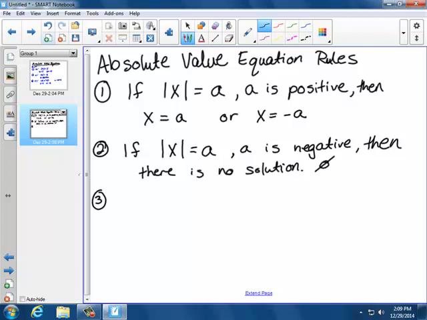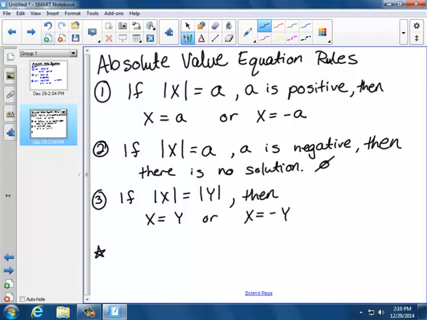And then the last situation: if the absolute value of X equals the absolute value of Y, so if you have two algebraic expressions in absolute values equal to each other, then we're going to solve X equaling Y or X equaling negative Y. So now, let me put a star by the key. That's the rules we're going to follow.